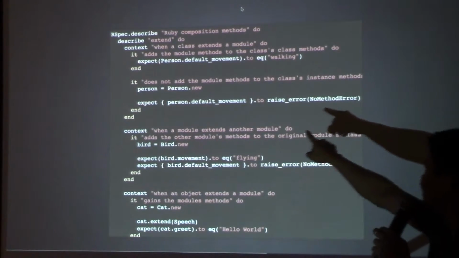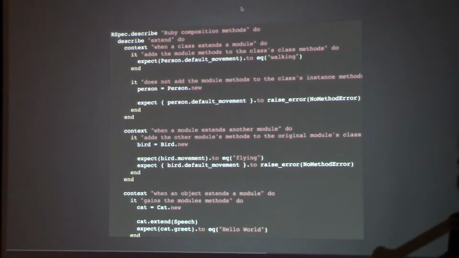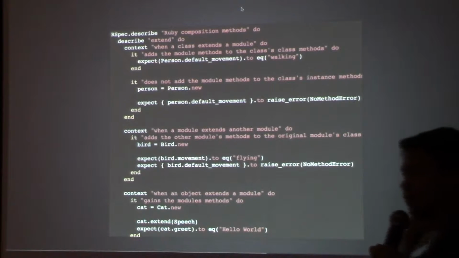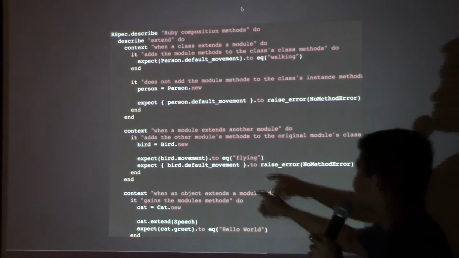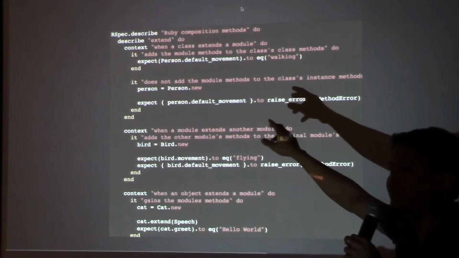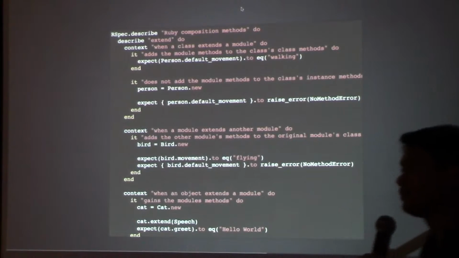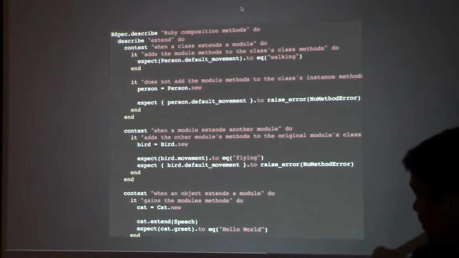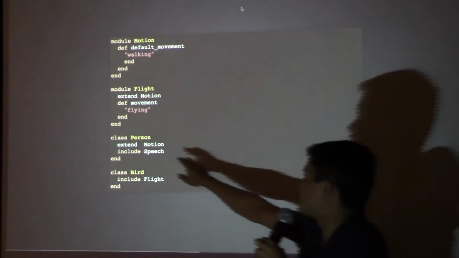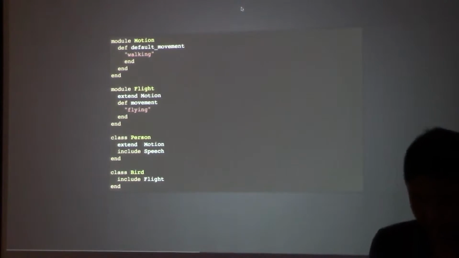So expect person.default_movement to raise error, NoMethodError. For a new Ruby developer, such as I was, or maybe still am, I'm still learning, this could be a surprising thing. Because Person extended Motion, but somehow the person objects did not get the default_movement method. That's because it's the Person class, remember a class is also an object, that gained the default_movement.